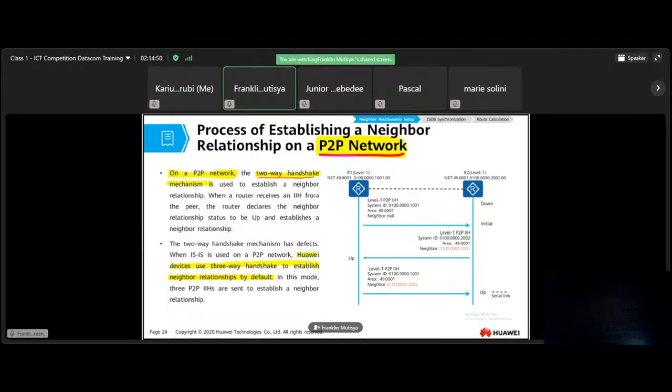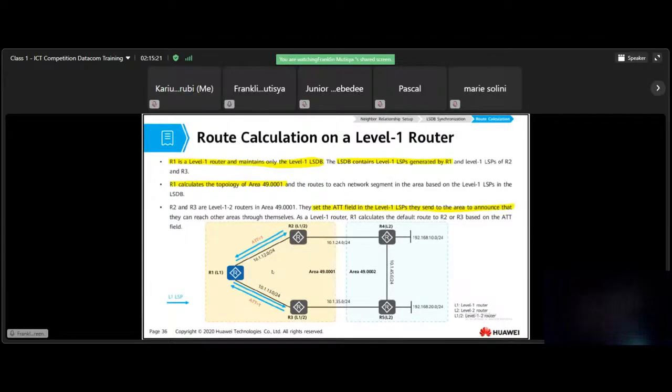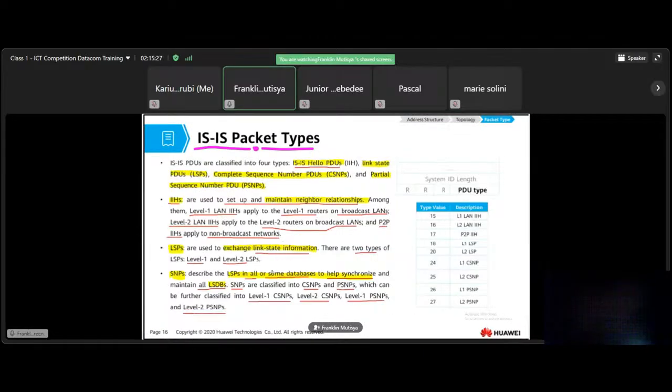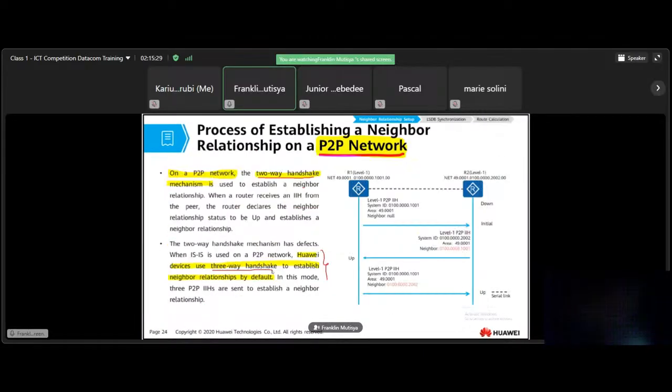So in this mode, 3 point-to-point IIH, that is hello packets, are sent to establish a neighbor relationship. The third one is really used for acknowledgement purposes. Remember, the two-way does not provide for acknowledgement, which is a core factor. So here at Huawei, we do three-way handshake. Elsewhere, it's two-way handshake. I should have shown you how to establish a network on a broadcast. I think I skipped that slide. But on a broadcast it is also a three-way handshake.